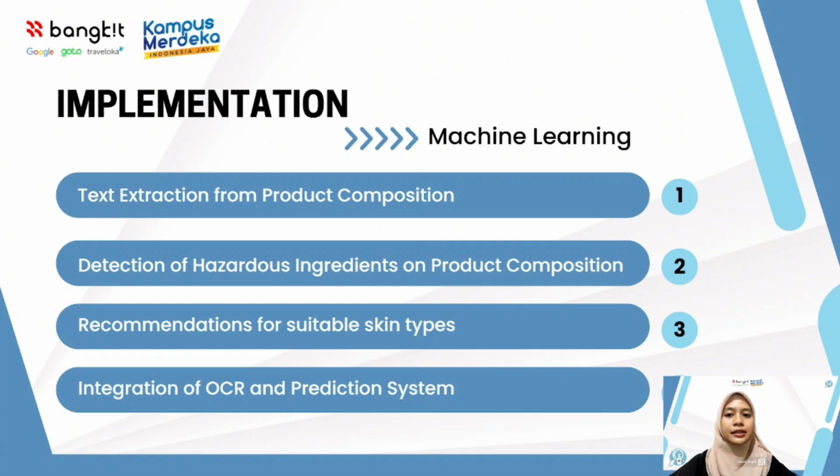The implementation steps for machine learning are: first, text extraction from the product composition; second, detection of hazardous ingredients in the product composition; third, recommendation for suitable skin types, whether oily, dry, sensitive, normal, or combination skin. Last, integration of OCR and the prediction system.